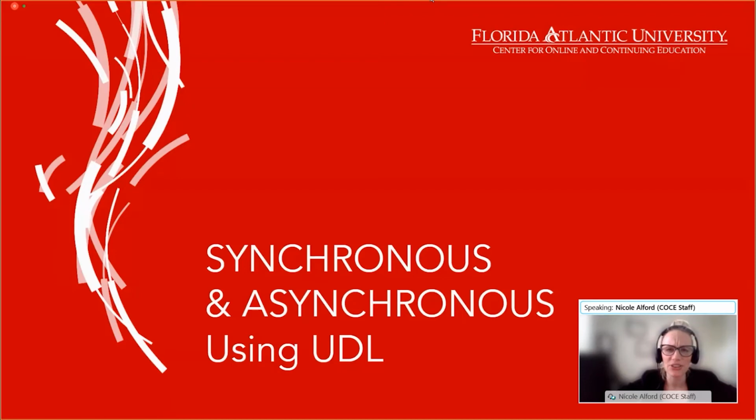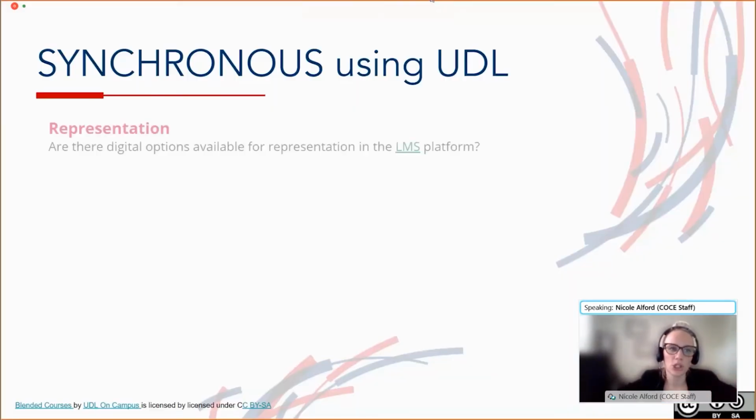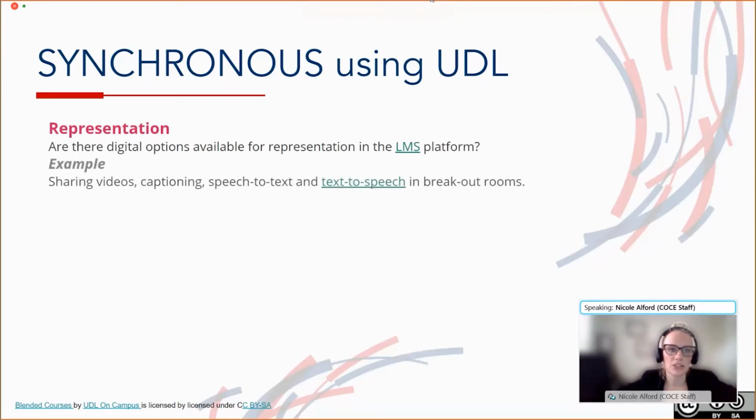So synchronous and asynchronous using UDL. This is where a lot of faculty I know are at. They're live, they're in Zoom, they're in WebEx, they're having this live session, and they're also these asynchronous students watching on the back end. But here are some things that you can do in your synchronous classes to incorporate UDL principles.